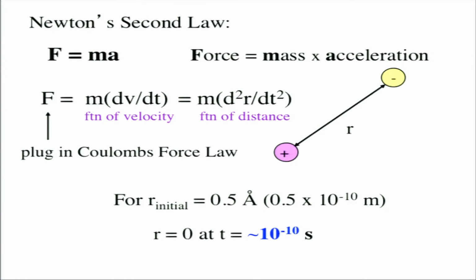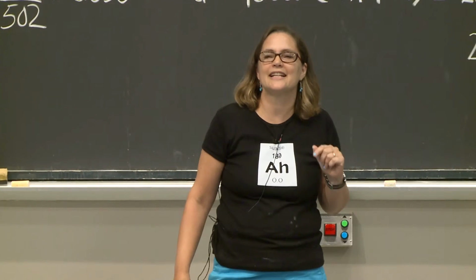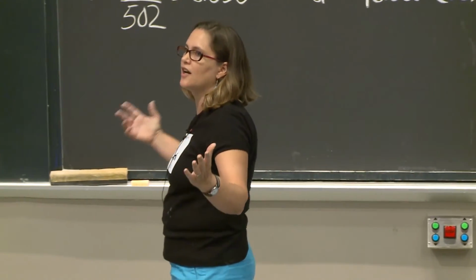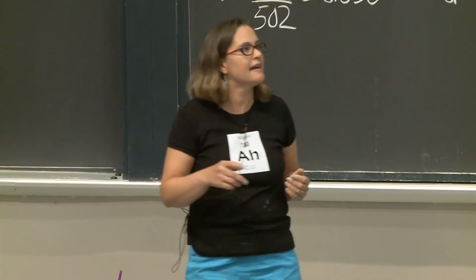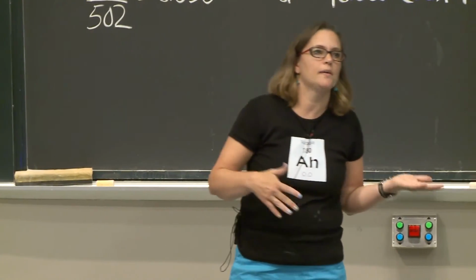And it's fast. Approximately 10 to the minus 10 seconds, or the electron should plummet into the nucleus in about 0.1 nanoseconds. It doesn't do that, though. So we have these beautiful classical laws. I'm a big fan of F equals ma. I like all these things, but it's not working to describe what's happening here.